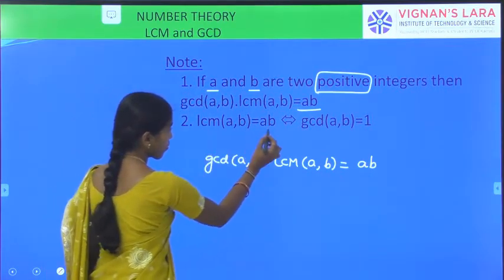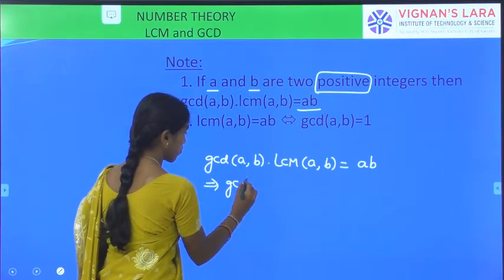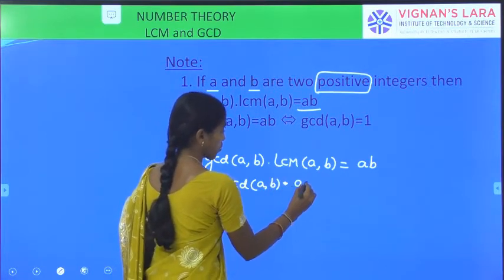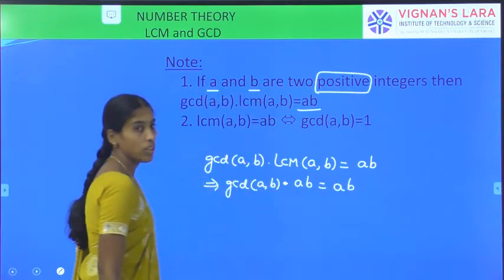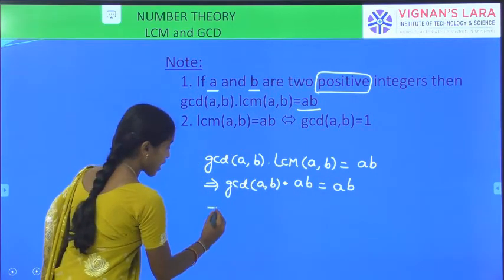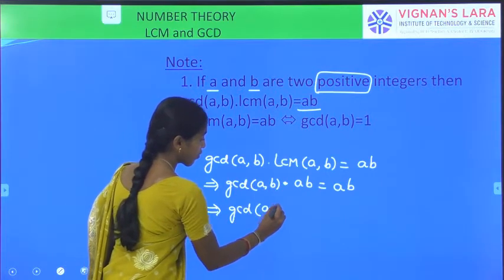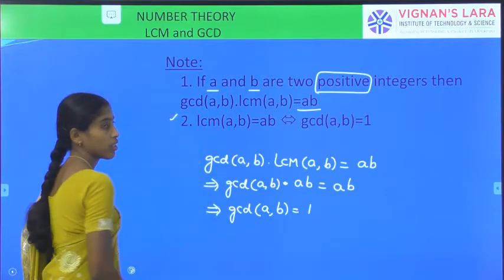If LCM of A, B equal to AB, we can replace this value by AB is equal to AB. Both sides AB gets cancelled. So what do we get here? GCD of A, B is equal to 1. This is the second point, right?